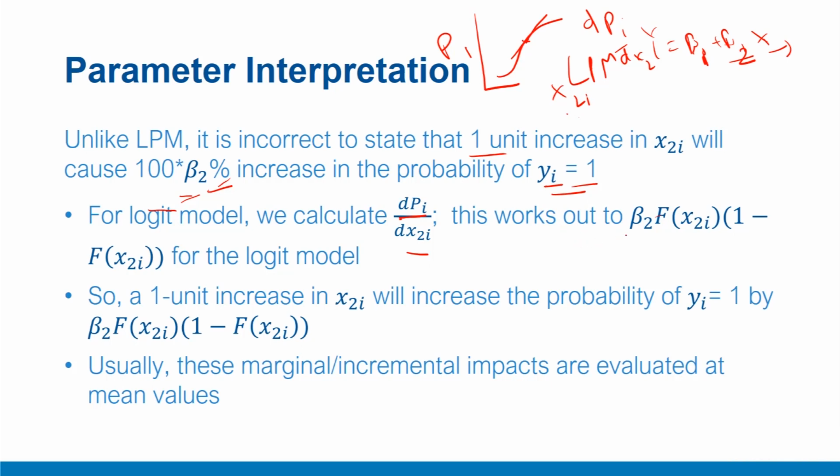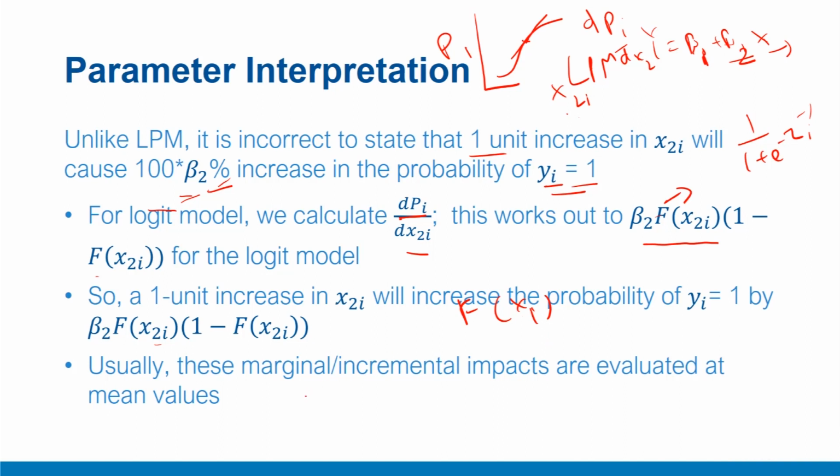Now for logit class of models, if one computes using that function 1 plus e to the power minus zi, where zi was the linear function of variables x1i, x2i and so on, this works out to beta 2 times f of x2i times 1 minus f of x2i for the logit model. So a 1 unit increase in x2i will change the probability of yi equal to 1 by beta 2 times f of x2i into 1 minus f of x2i, where f is the cumulative logit distribution function, which we have discussed in previous videos in the lesson.